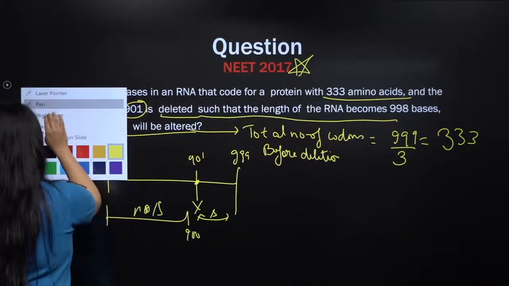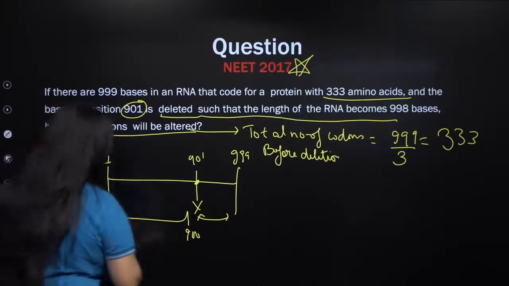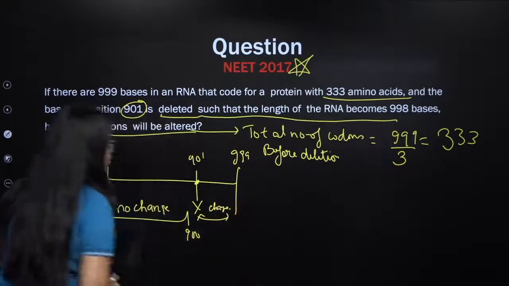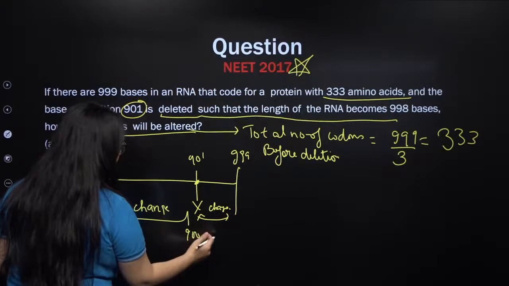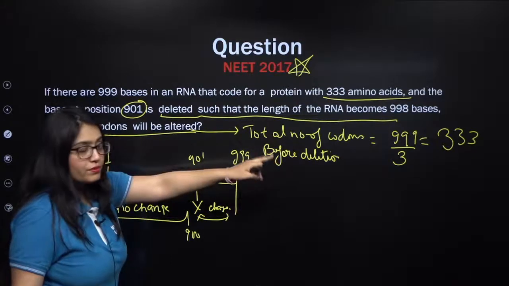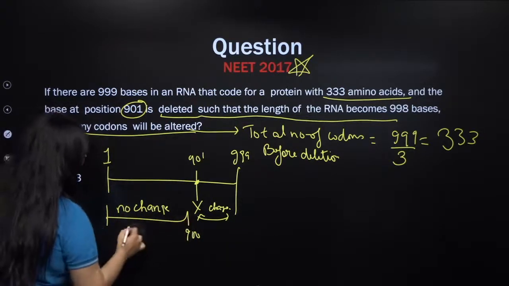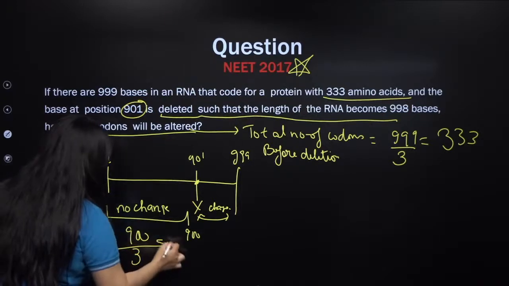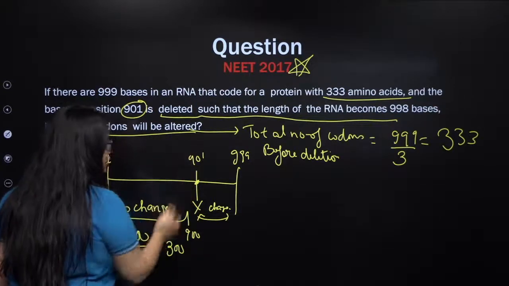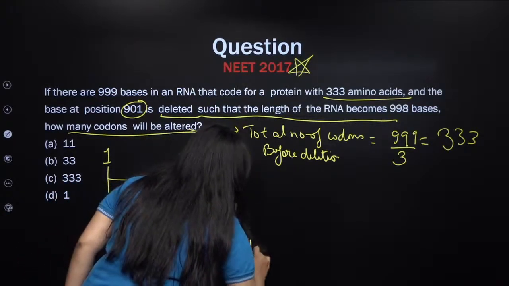I guess you might get confused by what I have written over here. So here will be no change, and here there will be change. Let's find out how many codons are there before 901 which will not show any alteration. You just have to subtract that number from 333 to get the number of codons that will get altered. How many bases are there from 1 to 900? 900 bases. Divided by 3, that means 300. So there are a total of 300 codons before the point where deletion was done. These 300 codons do not change.